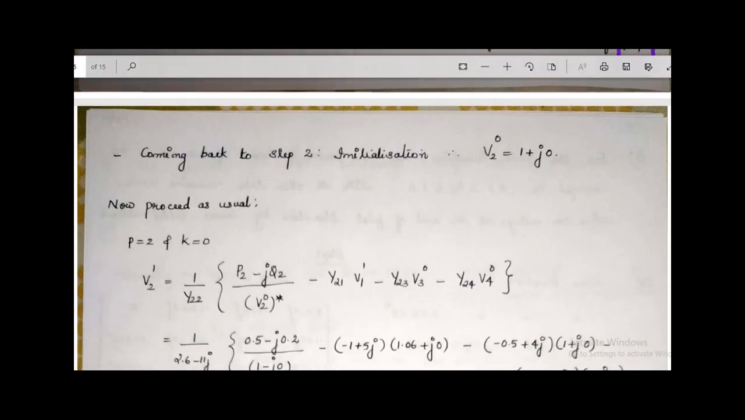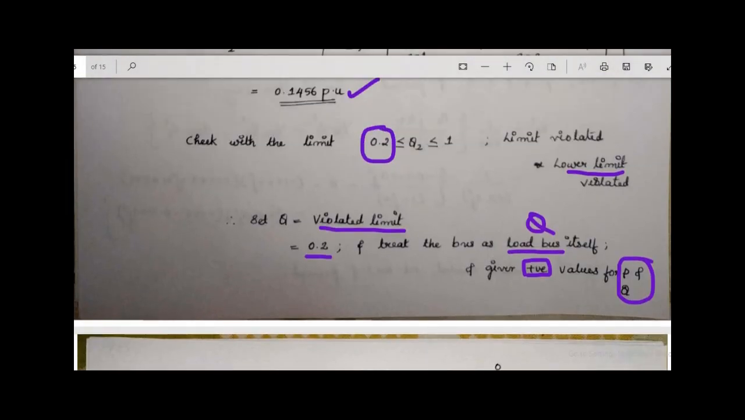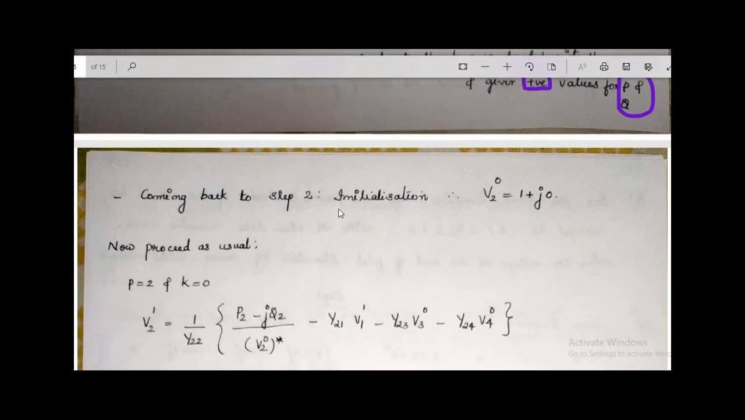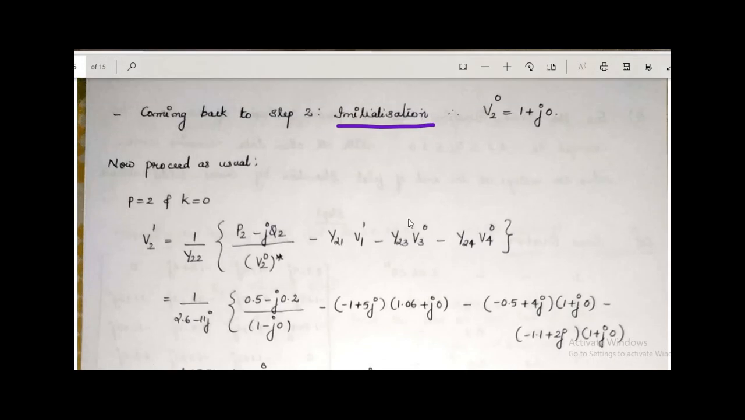Clear? Now, once the bus has become load bus, we again need to initialize the voltage. Why? Because in the previous case we have initialized the bus voltage as 1.04 plus j0. Why? Because we treated it as generator bus. In this particular case we cannot treat it as a generator bus. So if it is not a generator bus, its magnitude of voltage is not specified. So you will be setting it as 1. Okay. Now the next step onwards is the same. That is P is equal to 2 and K is equal to 0 for first iteration. Proceeding in the similar way.